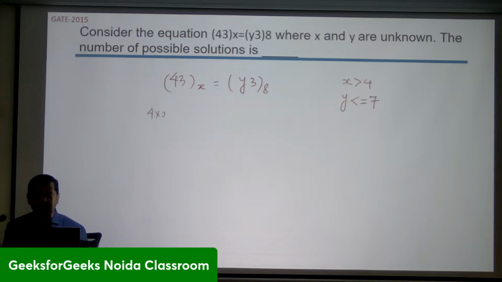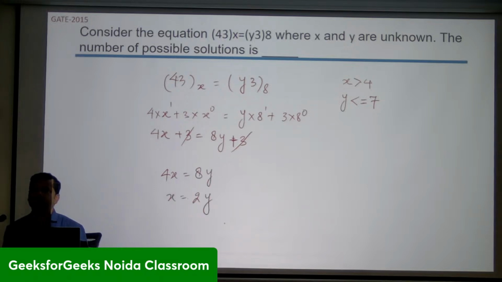4 into x to the power 1 plus 3 into x to the power 0 is equal to y into 8 to the power 1 plus 3 into 8 to the power 0. Just solve it. So it is 4x plus 3 is equal to 8y plus 3. 3 cancelled out. Okay. So it is 4x is equal to 8y, or we can say x is equal to 2y. All right. And we have these two observations as well. Include the next one, x is equal to 2y.